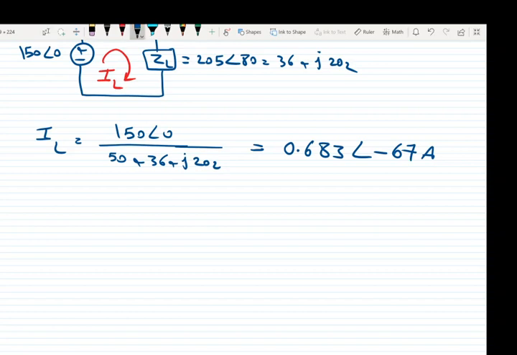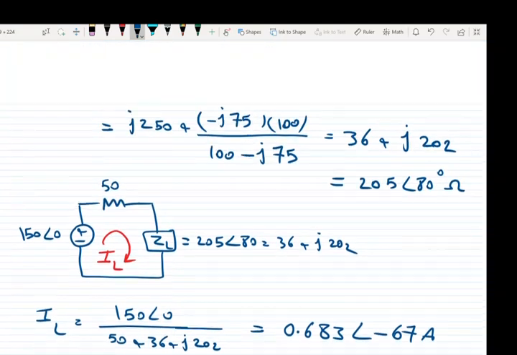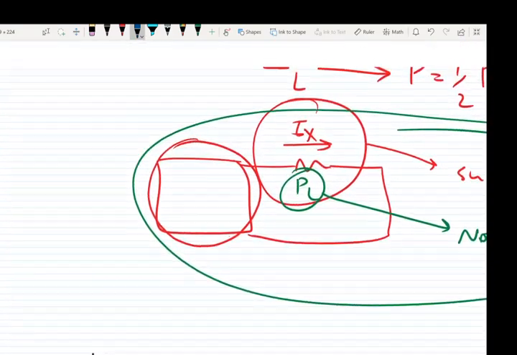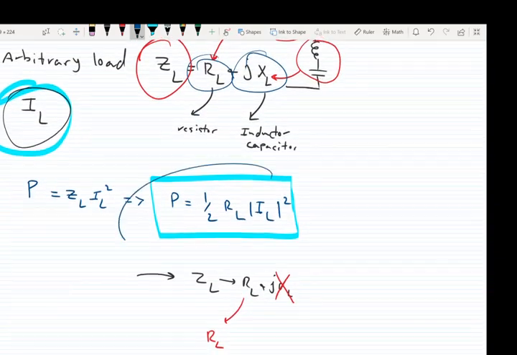and then we can say the average power delivered to the load at the interface is, we use this equation, which equation? This equation.